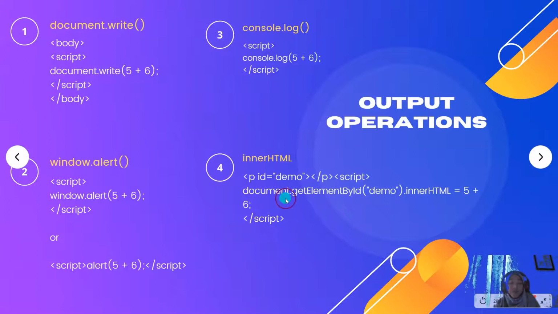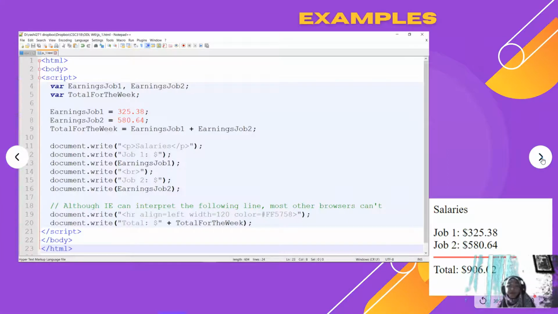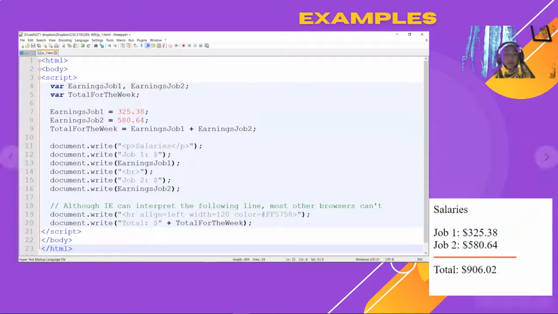Then in HTML, you use document.getElementById, for example with the id demo. What you want is to add 5 plus 6, so the output displayed will be 11. Alright, next. We look at the examples here. This is the complete example.